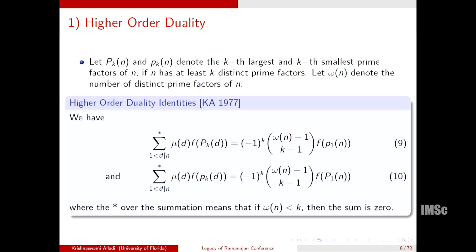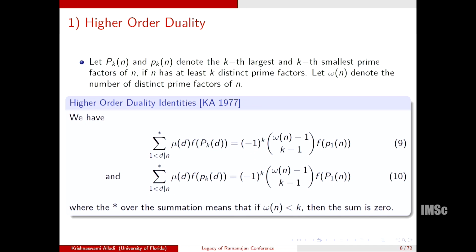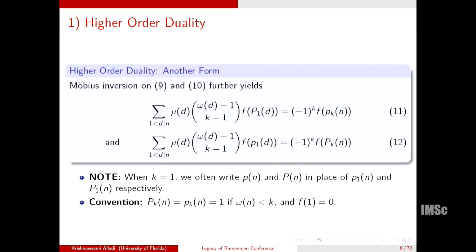So you set f to be equal to 0 if omega(n), the number of distinct prime factors, is less than k. But now the duality is, if I sum mu(d) f of the kth largest prime factor of d, I do not get the kth smallest, I actually get only the smallest, but with weight omega(n) minus 1 choose k minus 1 with a sign attached. And then this can be reversed. Okay, so this is the higher order duality. All right. And if you use Mobius inversion, you can rewrite those two identities in this particular form.